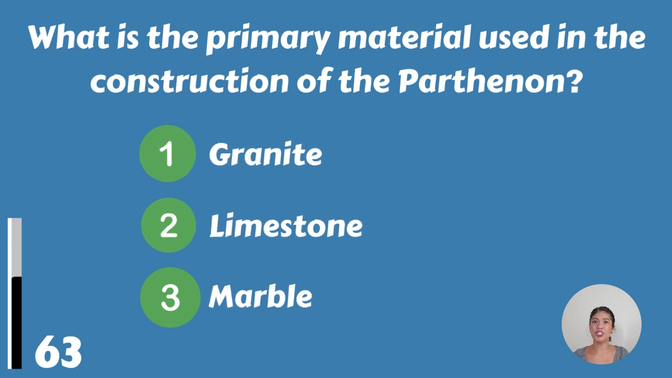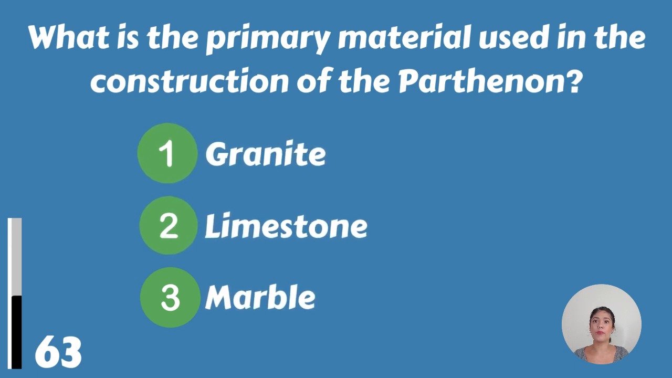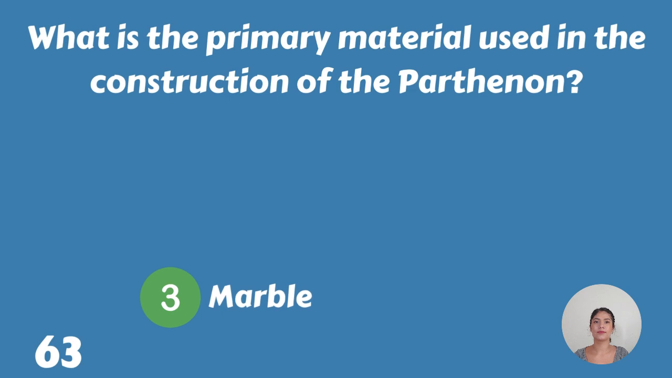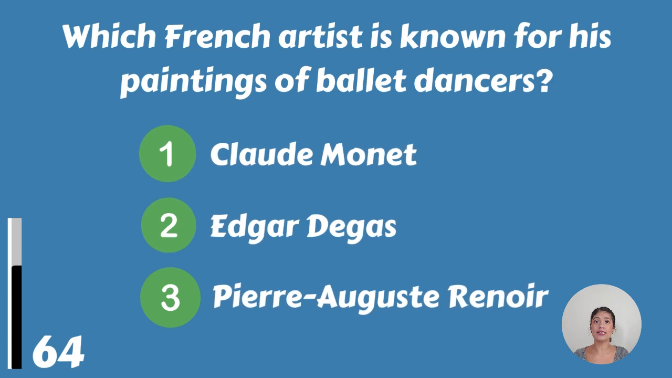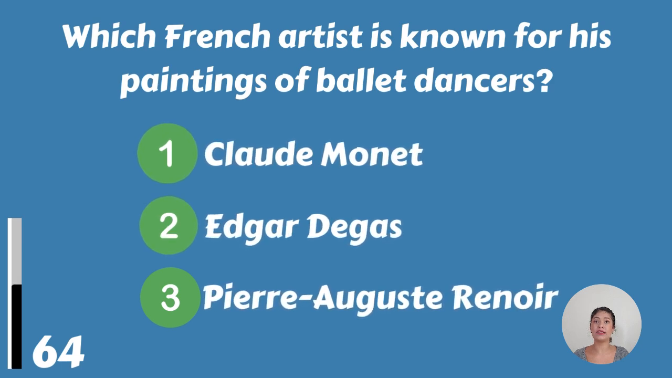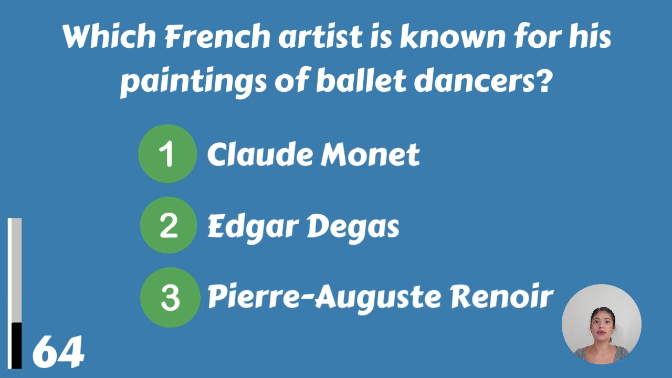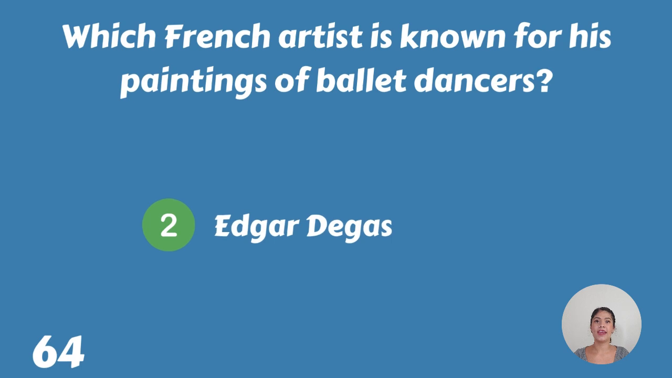What is the primary material used in the construction of the Parthenon? Granite, limestone, marble. Marble. Which French artist is known for his paintings of ballet dancers? Claude Monet, Edgar Degas, Pierre-Auguste Renoir. Edgar Degas.